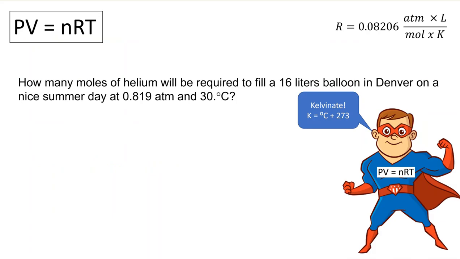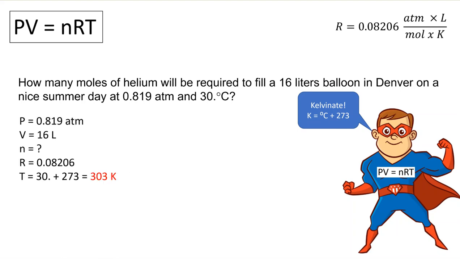So we're going to try some problems. Here's our first one. How many moles of helium will be required to fill a 16-liter balloon in Denver on a nice summer day at 0.819 atmospheres and 30 degrees Celsius? And Mr. PV equals nRT says, hey, kelvinate. So we're going to do that.